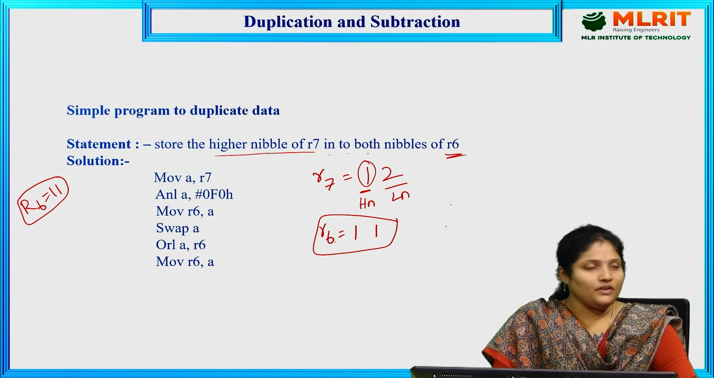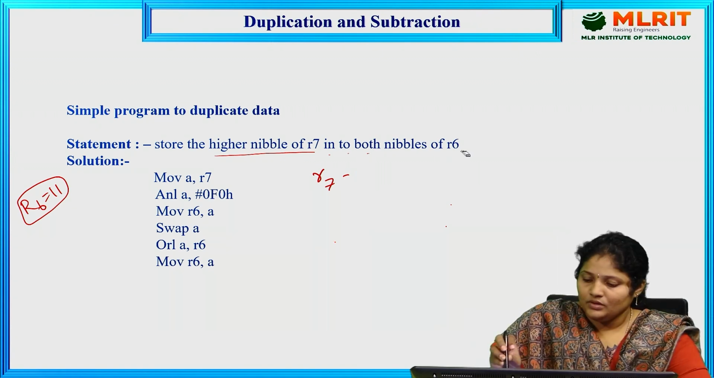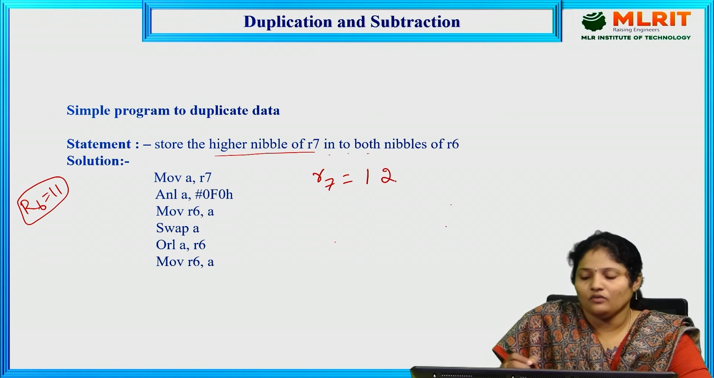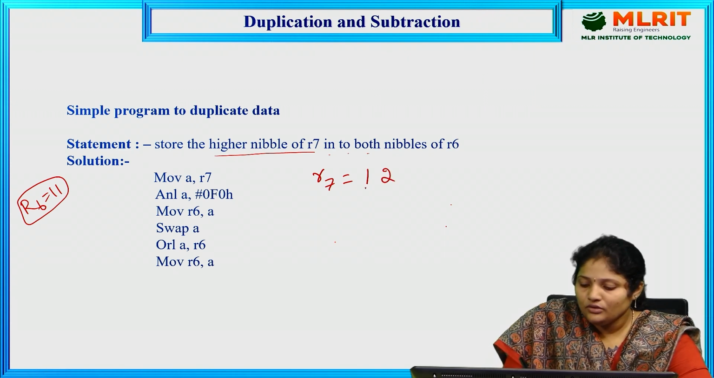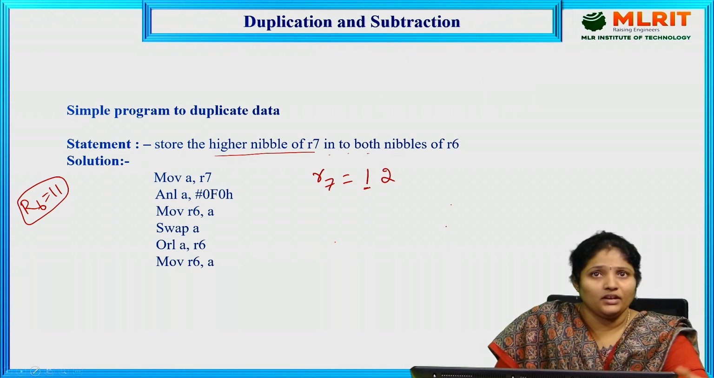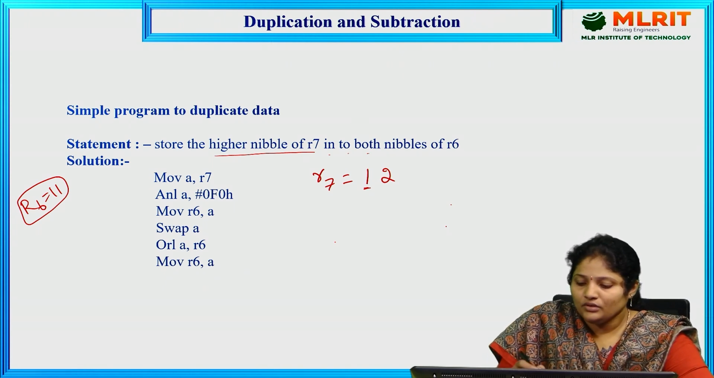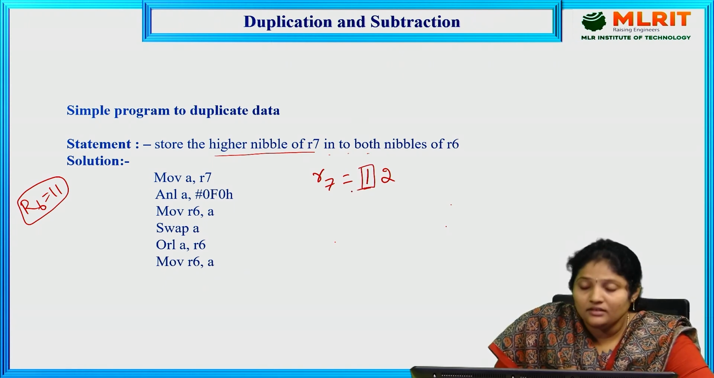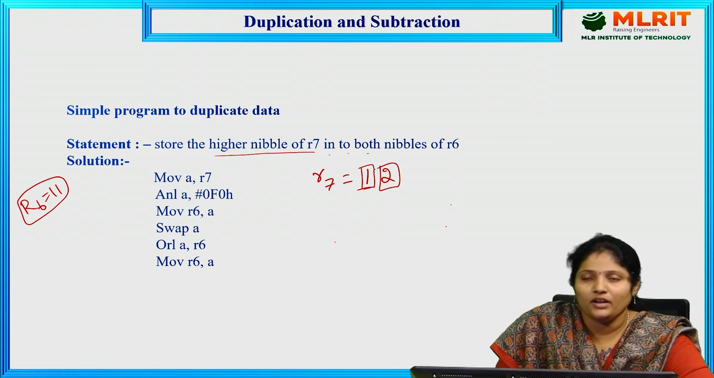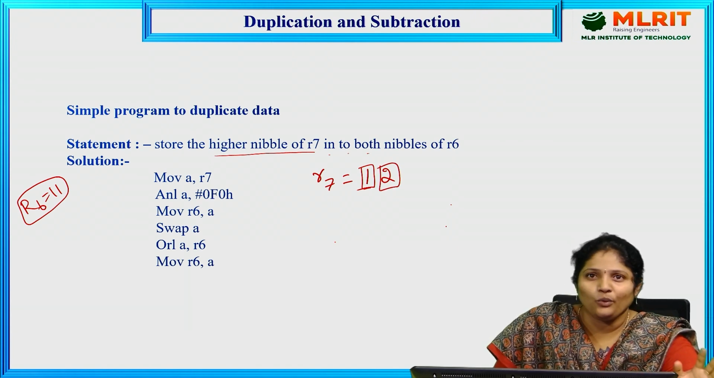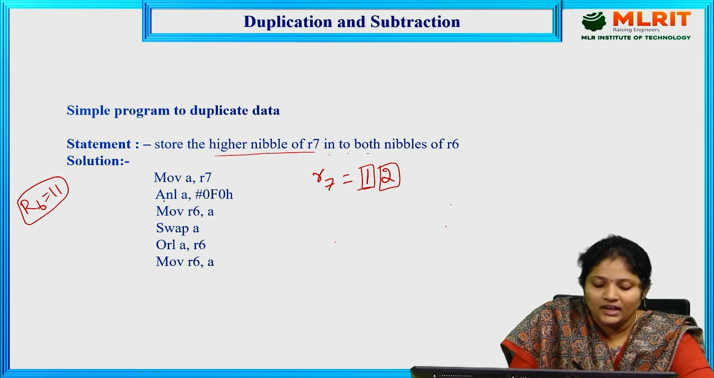So how will we perform this? Let us see. R7 is having the data 1, 2, right? We need to focus on the higher nibble only. Here we are dealing only with the higher nibble. So how can I eliminate the lower nibble? There is one logical operation to eliminate the unwanted nibble, which is nothing but ANL.